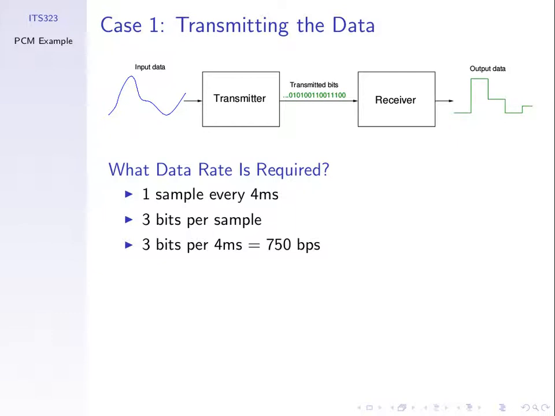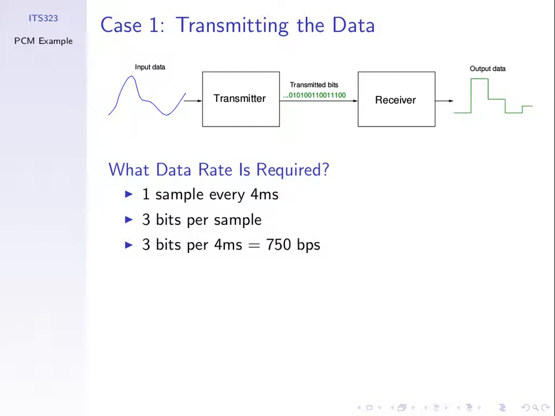Now be careful, I've said data rate here. This doesn't mean it's the data rate of the link. 750 bits per second is the speed that we must send our data to be able to represent this analog data. Think of it as the data rate required for this application, for this data transfer. We'll come back to that when we compare some other approaches.